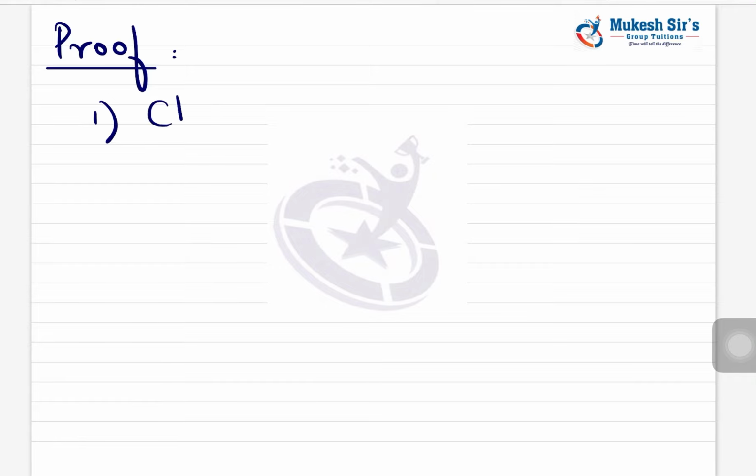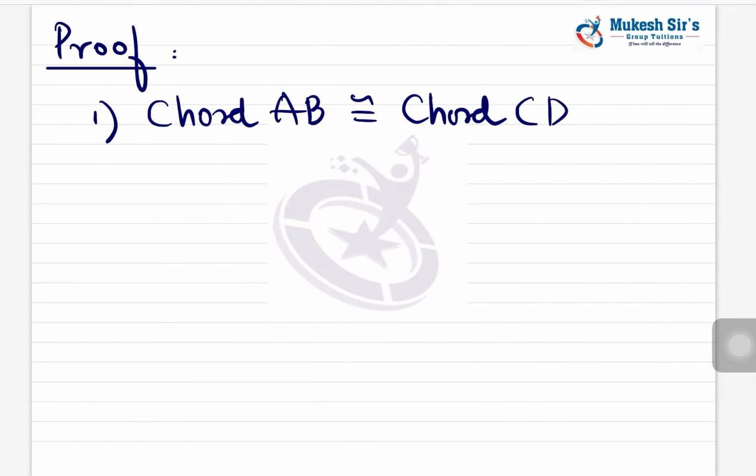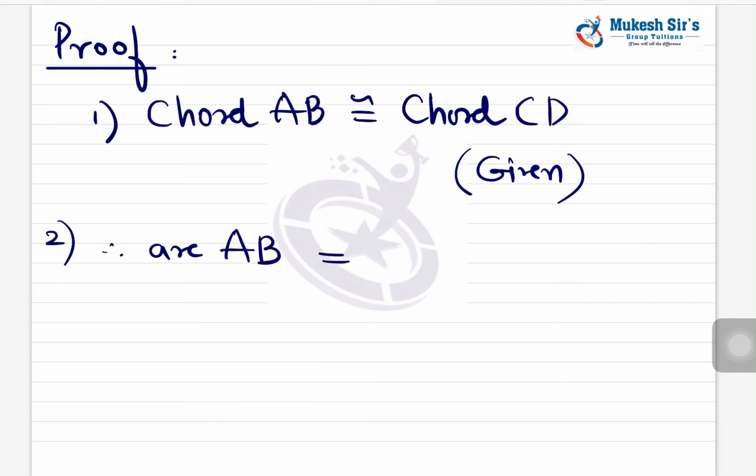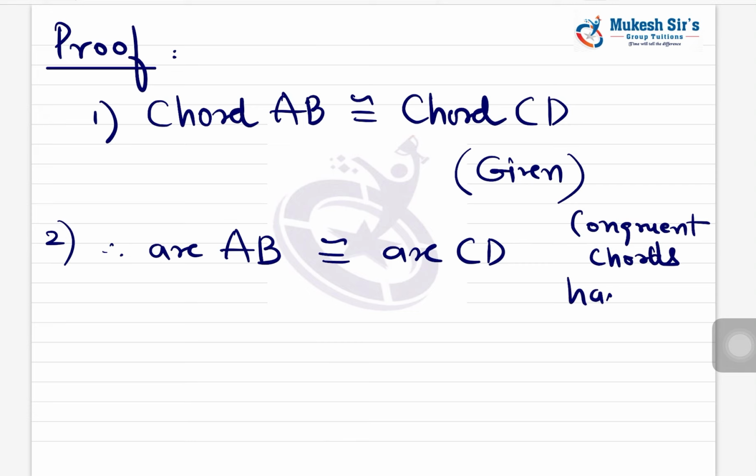Chord AB is congruent to chord CD, given. बराबर? Now chords equal है तो उनके arcs भी equal है. Chord AB is congruent to chord CD, therefore the arcs are also equal. Arc का नाम वही होता है जो chord का नाम है. तो arc AB will be congruent to arc CD, and the reason will be congruent chords have their arcs congruent. Congruent chords have their arcs congruent, so the arcs are congruent.